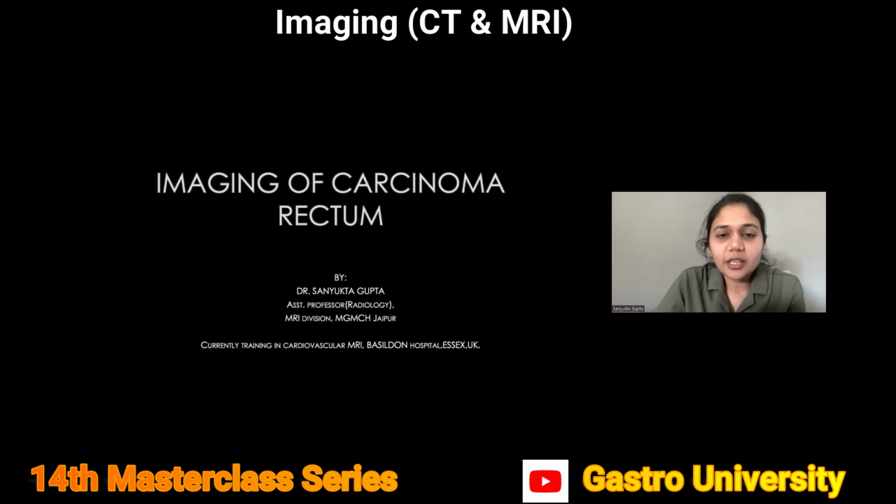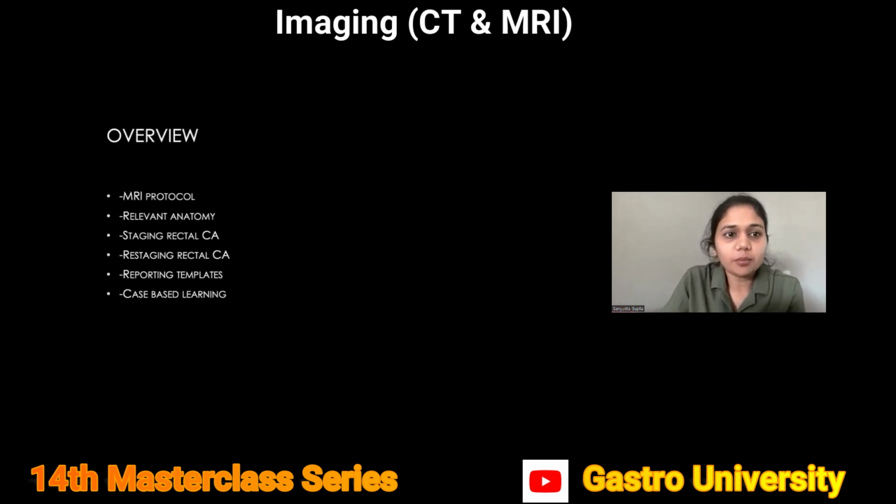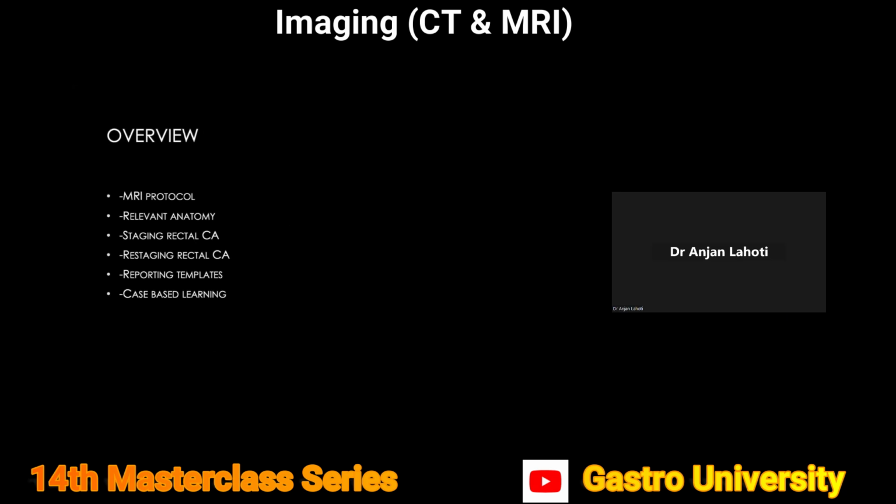So we're talking about the imaging aspects of carcinoma rectum. And being a radiologist, I'll be talking about just an overview. I'll be first talking about the MRI protocol. When can the clinician send a person for a MRI if he's suspecting a CA rectum? What are the relevant anatomy on MRI, how to identify? And to stage the rectal CA, the restaging of rectal CA post NACT, which has also assumed a major role. The reporting templates we advise and we follow.